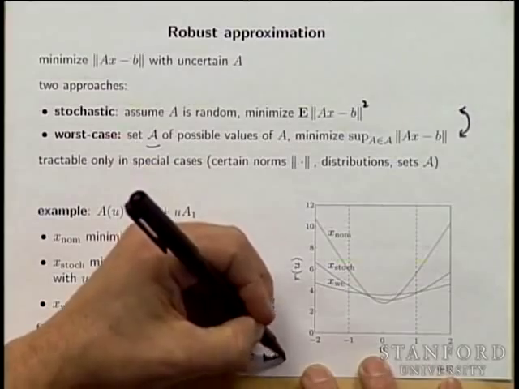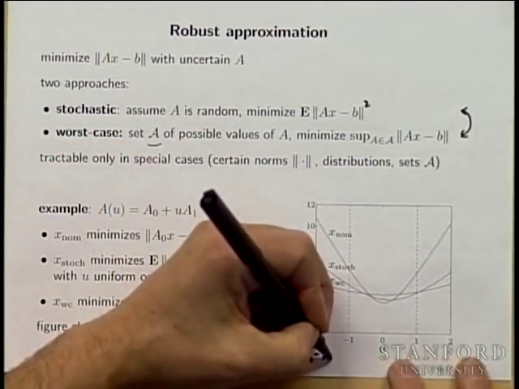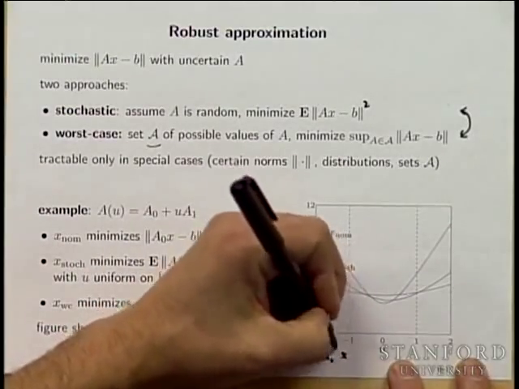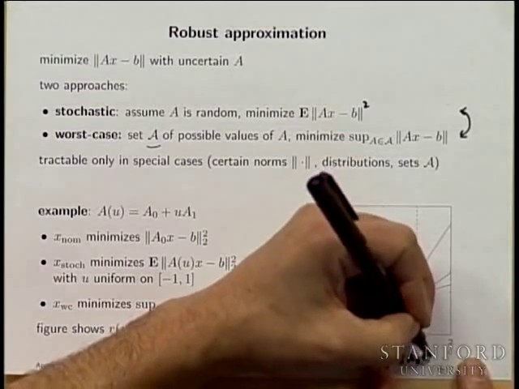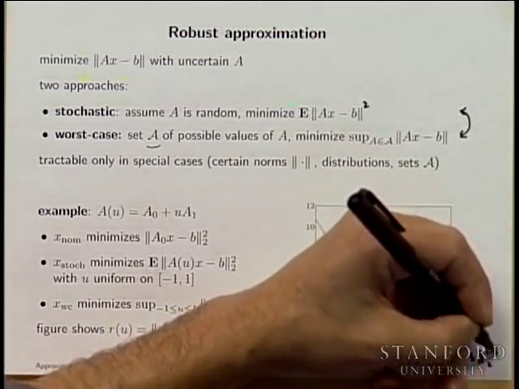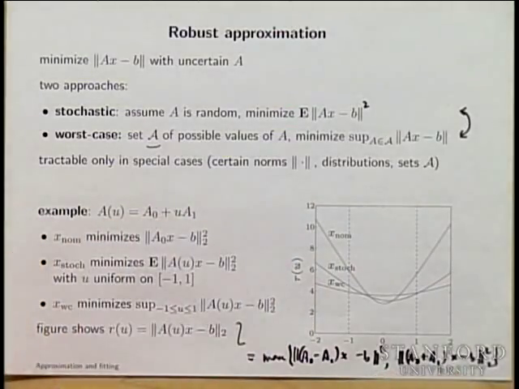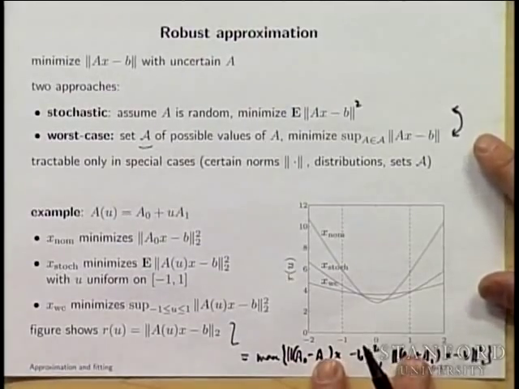It's equal to the max of two things: norm (A0 minus A1)x minus b squared, and (A0 plus A1)x minus b squared. Everyone agree with me? That's it. Now we're back in business. Everybody knows how to solve this.